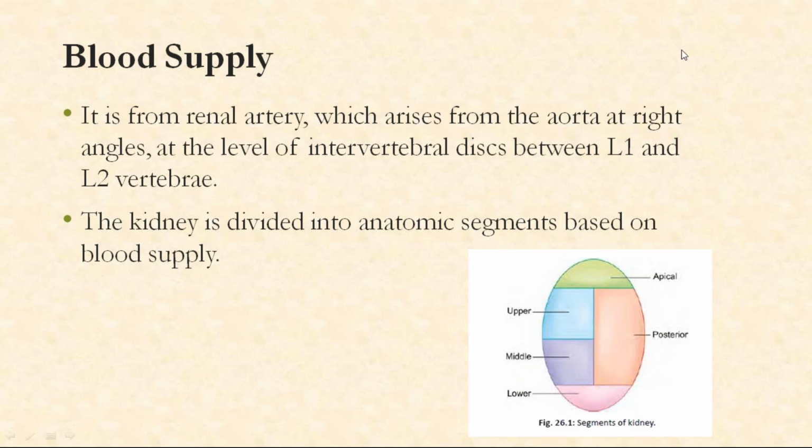And the kidney is divided into anatomical segments based upon the blood supply. See, the segmental artery will be coming from the renal artery. It will come like this, and it will divide into anterior and posterior. So this posterior segmental artery will supply the whole posterior segment of the kidney, whereas this anterior segmental artery will divide into apical, upper, middle and lower branches. So remember, this is the renal artery. It divides into the anterior segmental artery and posterior segmental artery. The posterior segmental artery will supply the posterior segment of the kidney, whereas the anterior segmental artery will supply apical, upper, middle, lower.